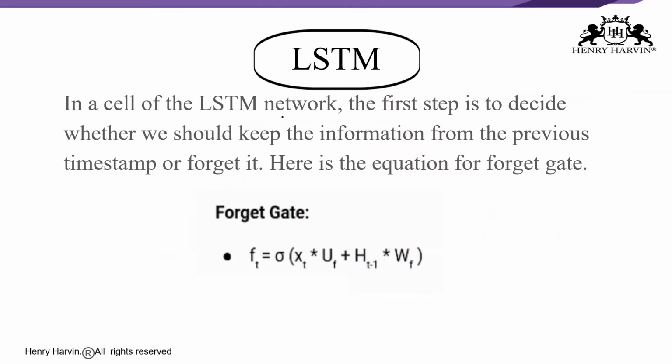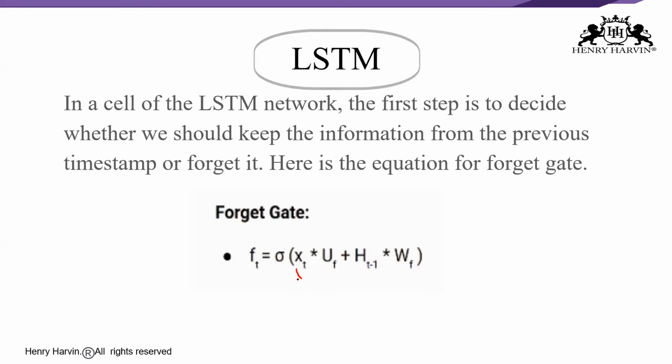So in the cell of the LSTM network, the first step is to decide whether we should keep the information from the previous timestamp or forget it. Whether we should keep the information or we have to forget it, right? So this is basically the equation of the forget gate, right? So Ft is equal to sigma of xt into Uf plus Ht minus 1 into Wf, right?